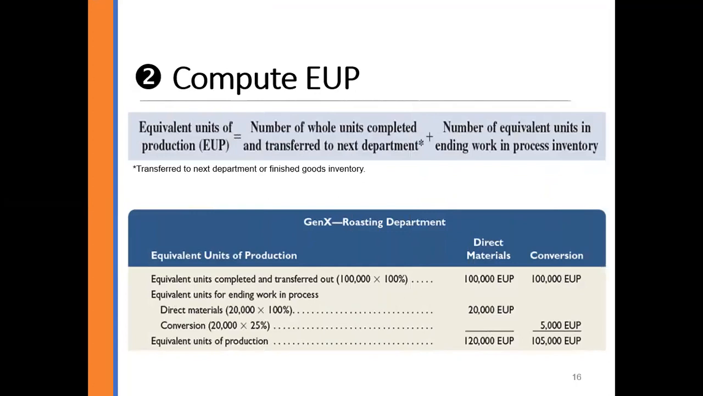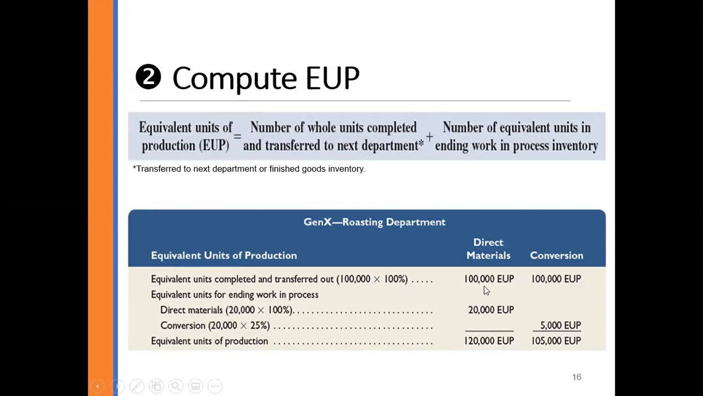So now step 2, computing equivalent units of production. We see here that formula, the number of whole units completed and transferred out to the next department plus the number of equivalent units in ending work in process inventory. So again, those equivalent units completed and transferred out, 100,000 units, they had 100% completion.